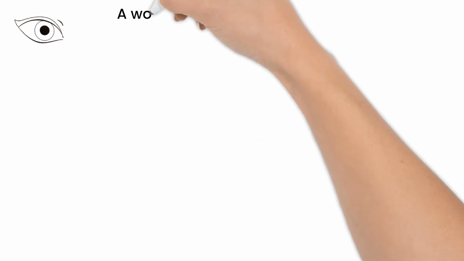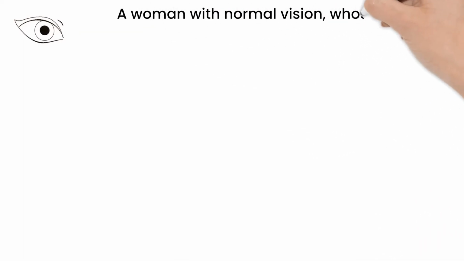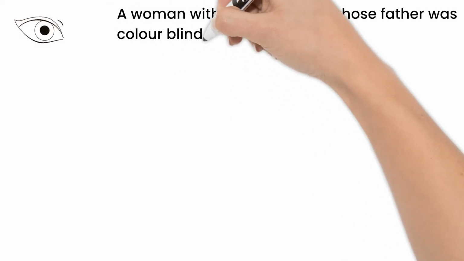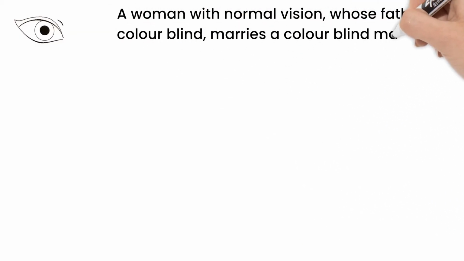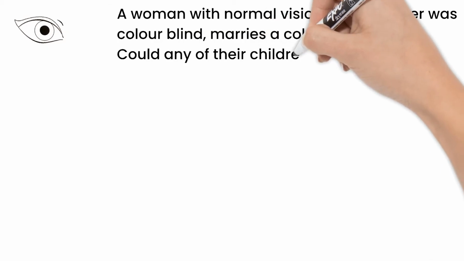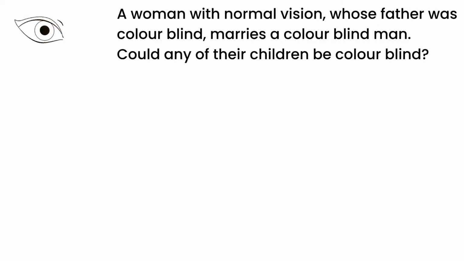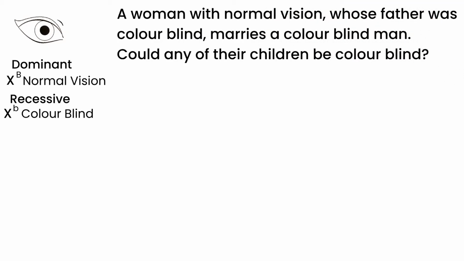Let's look at one more example, and we'll go back to the colorblind trait we talked about earlier. A woman with normal vision whose father was colorblind marries a colorblind man. Could any of their children be colorblind? Remember, colorblindness is a recessive X chromosome gene.